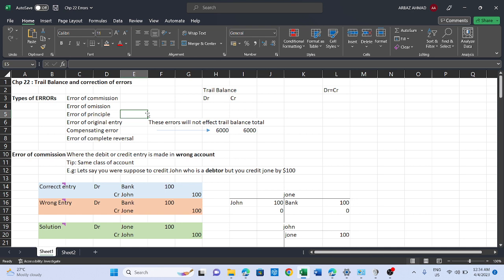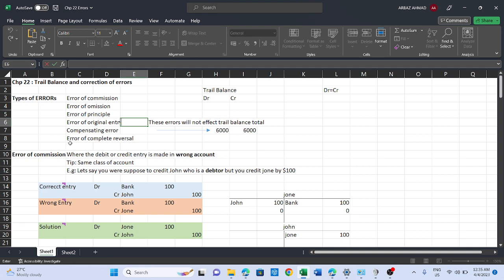Then we have error of original entry, which is about wrong amount. So you record like 790 as 970. Error of compensating is where two errors offset the amount or offset the error. An error of complete reversal is where a debit becomes a credit. So instead of debit drawings, you credit the drawings.